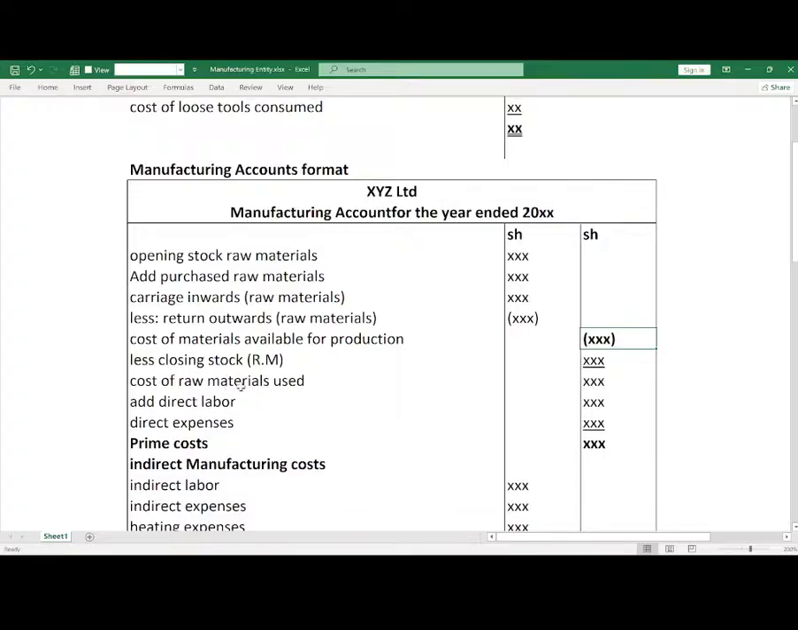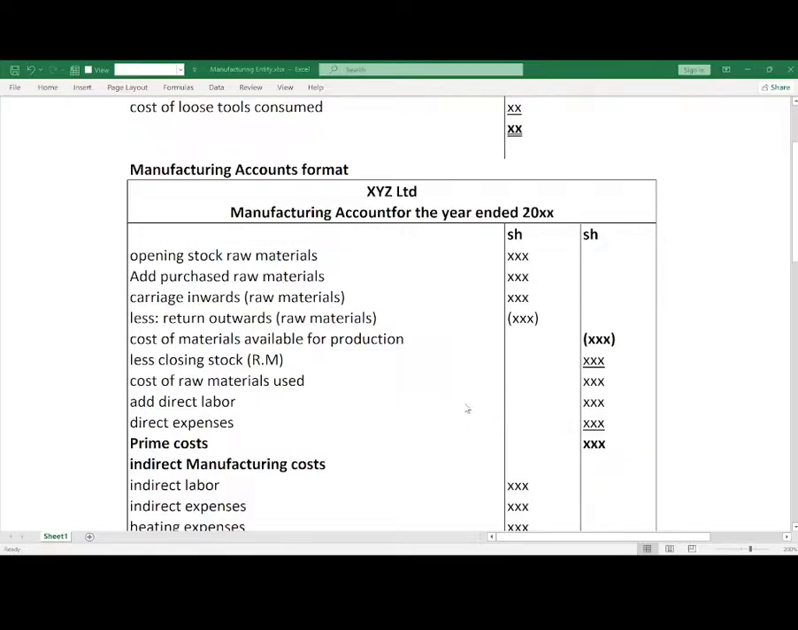After the cost of raw materials used, we add direct labor and direct expenses so that we can get the prime cost. So after adding all this, we get the prime cost.